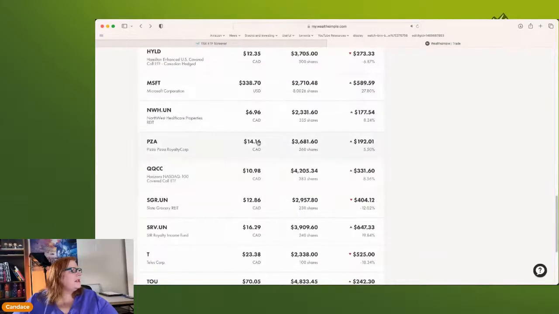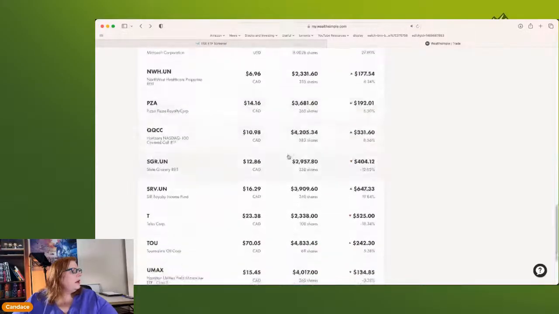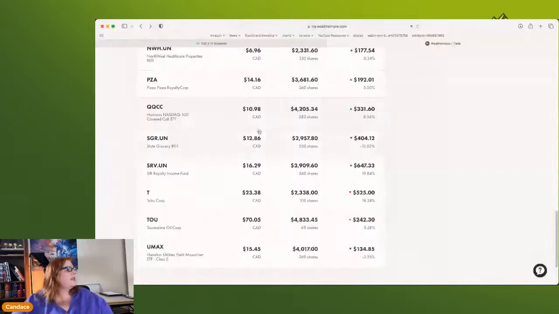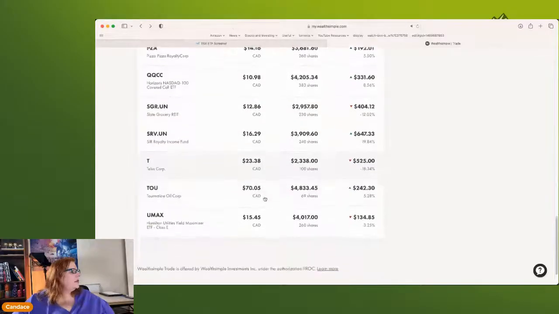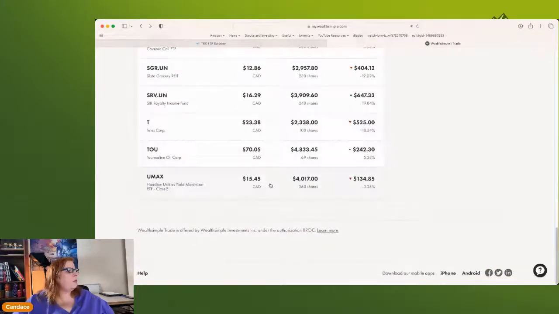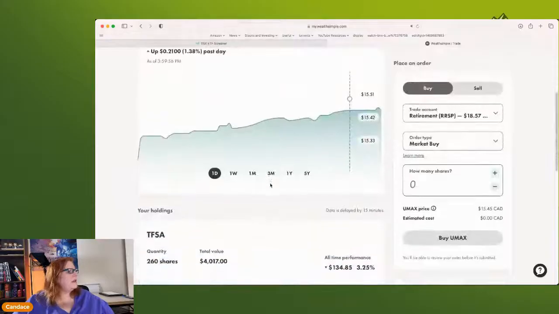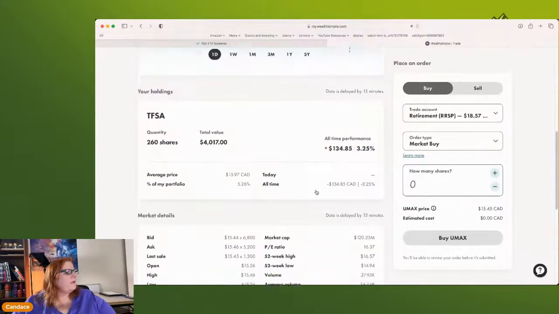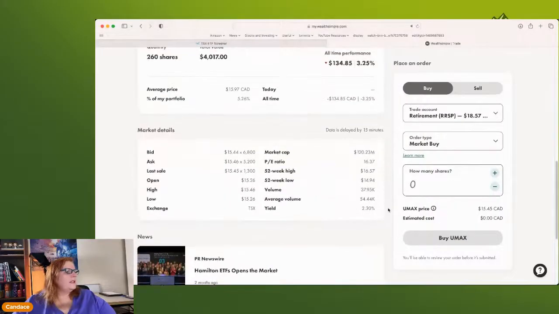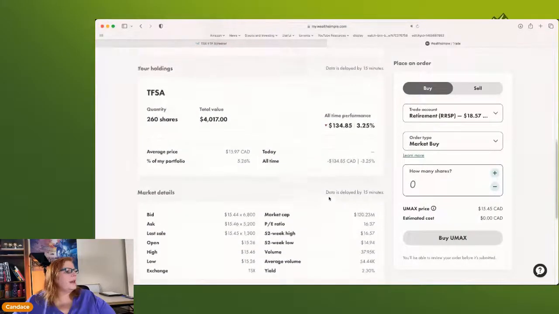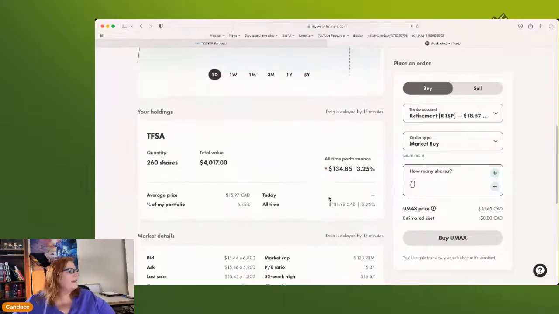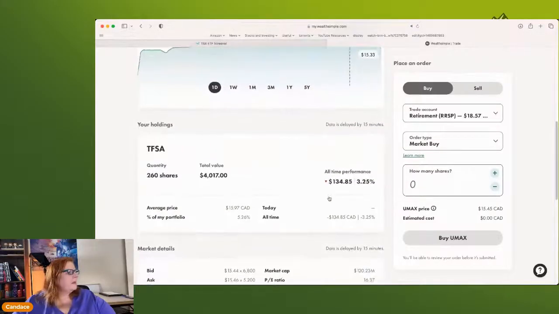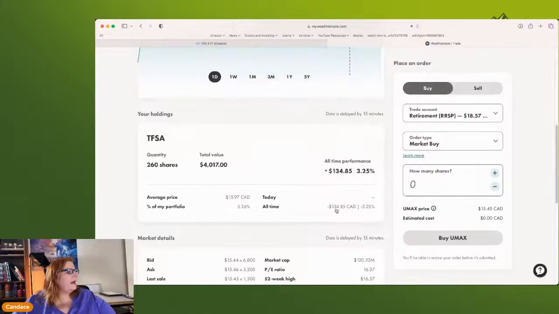Let's see. PZA, that's a royalty. All right. We already talked about the QQCC, Slate Grocery REIT. This one I've been very disappointed with. All right. TELUS, Tulamine. Here's the other one here, the UMAX. I got into this, and so far right now I'm down about $134. Now, see, this here says a 2.30 yield. It's way higher than that. So yeah, but I'm down a little bit.